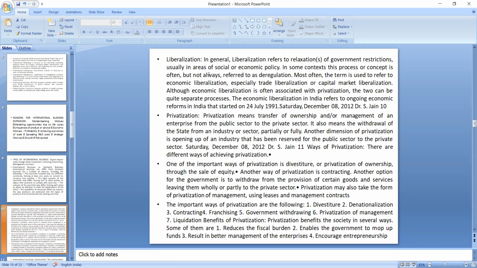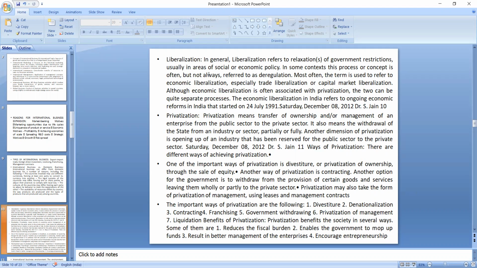So these are the concepts: liberalization, privatization. Privatization means a transfer of ownership and/or management of an enterprise from the public sector to the private sector. It also means the withdrawal of the state from an industry or sector, partially or fully. Another dimension of privatization is opening up an industry that has been reserved for the public sector to the private sector. Dr. S. Jain focused on 11 ways of privatization. There are different ways of achieving privatization.